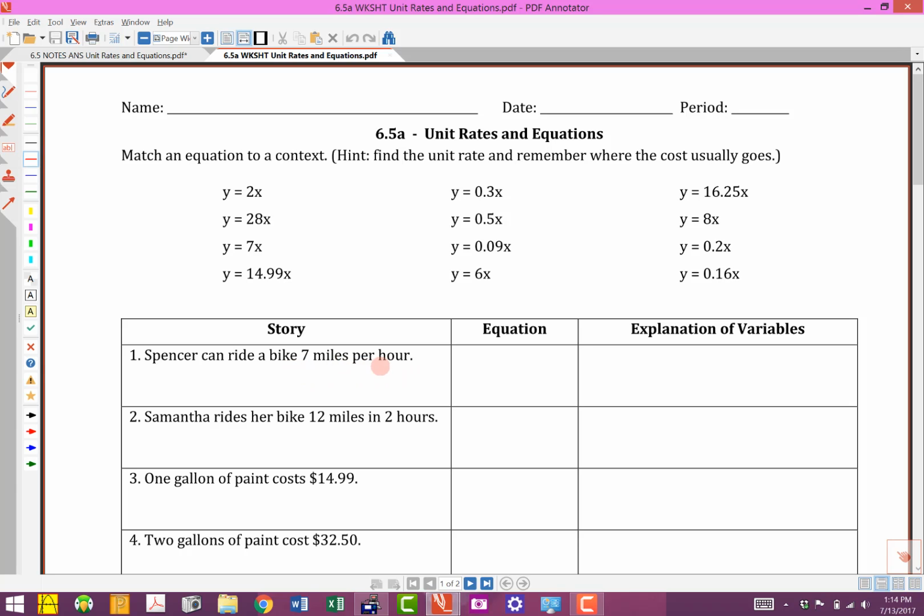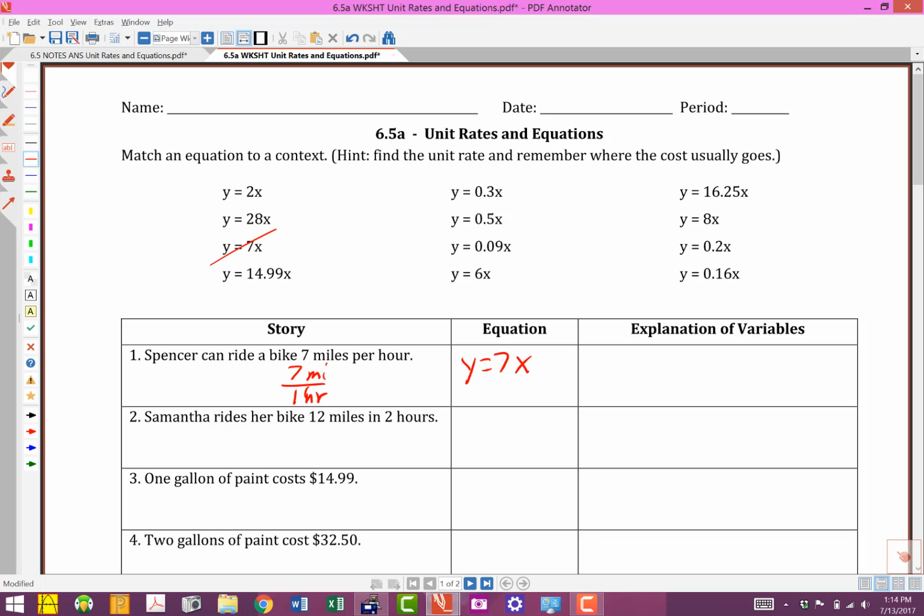This is going to be 7 miles per hour. So this is going to be 7 miles per 1 hour. And remember, the equation is going to be set up like this. It's going to be Y equals the unit rate, so that's Y equals 7 times X. Let's see, is that one of the choices here? It is, so I'm going to go ahead and cross that off.